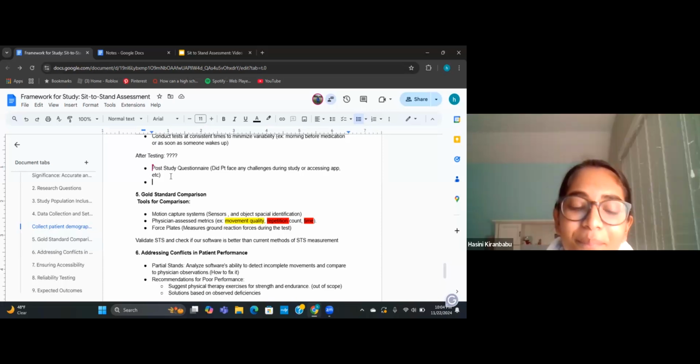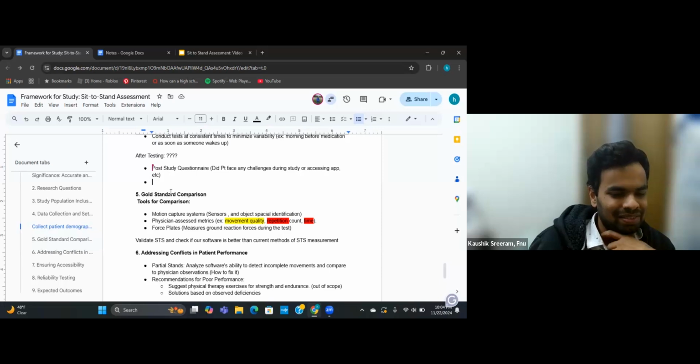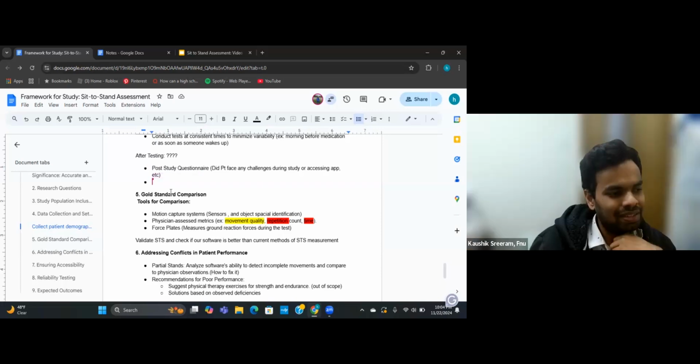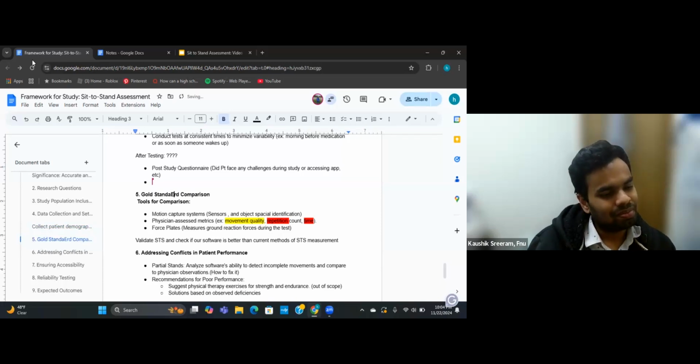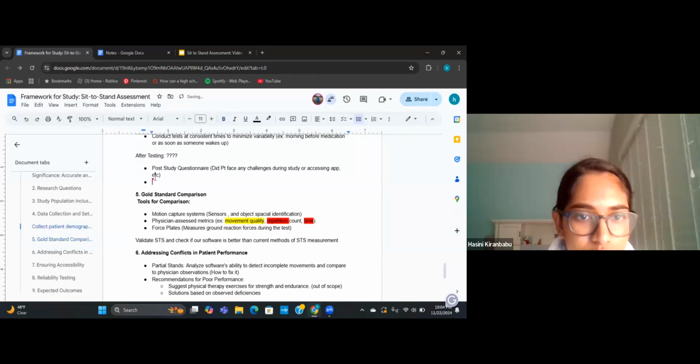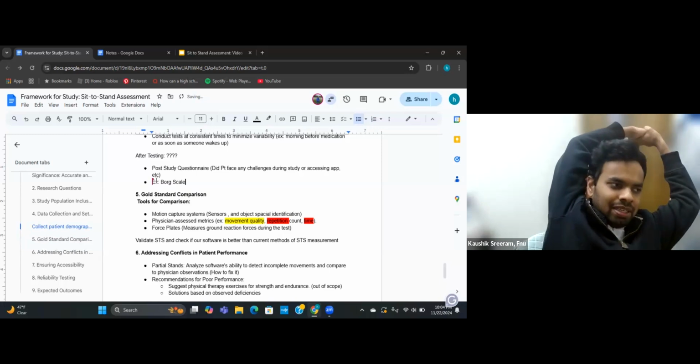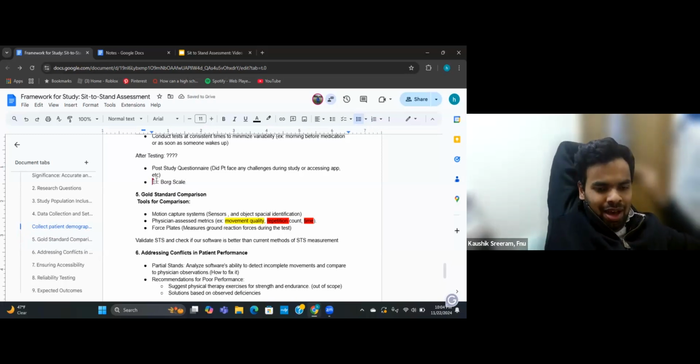Yes. Why did they have the Borg scale? To know how tired they felt after the test? Yes. So you should think about any of those tests. I would just put in the Borg scale. So the post-study questionnaire will just be in the end, and then for the after testing you will give them the Borg scale.